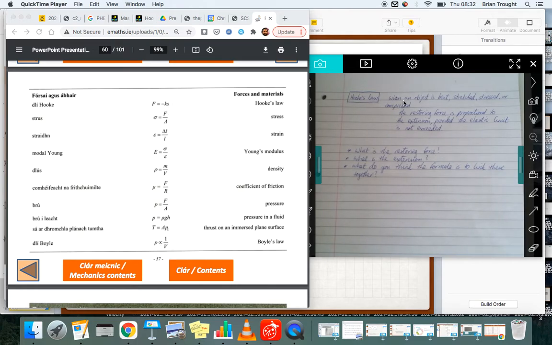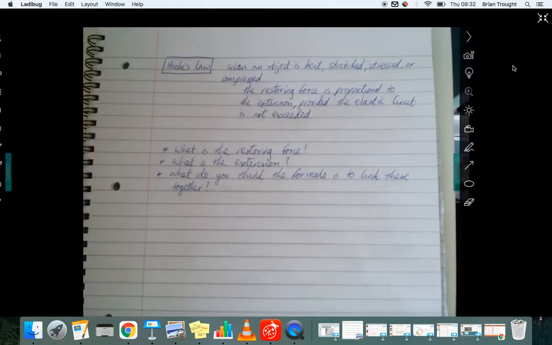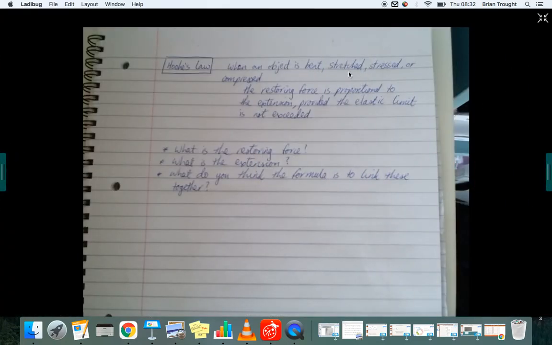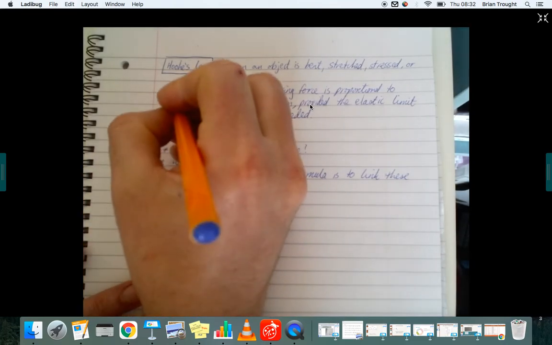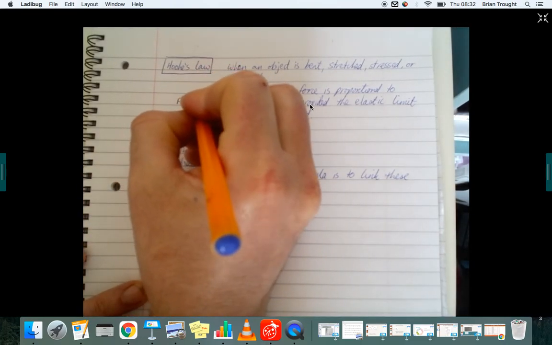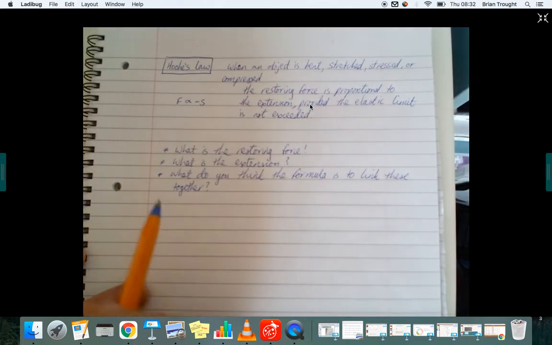So the definition then in written words is this. When an object is bent, stretched, stressed or compressed, all right, that's kind of the intro to it, the restoring force is proportional to the extension. That's the main part of it. And then there's a little bit at the end, provided the elastic limit is not exceeded. And what that's telling us is that F is proportional to minus S.